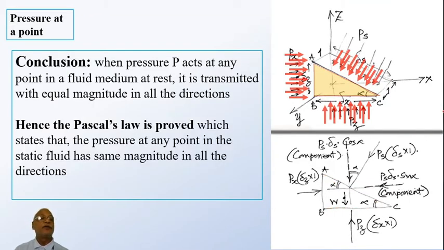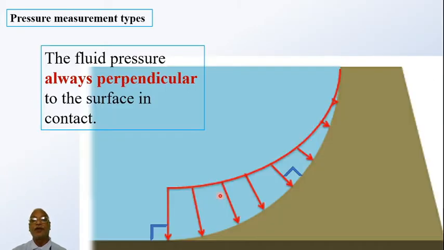Okay. So the conclusion is, when pressure P acts at any point in a fluid medium at rest, that's the most important part, at rest, it is transmitted with equal magnitude in all the directions. Hence, Pascal's law is proved, which states that the pressure at any point in a static fluid medium has the same magnitude in all the directions. So P is always the same at a particular point in a fluid. That is what we can remember from now onwards.